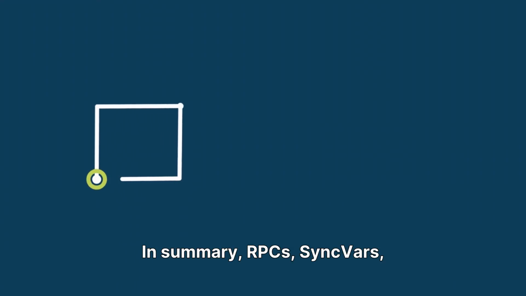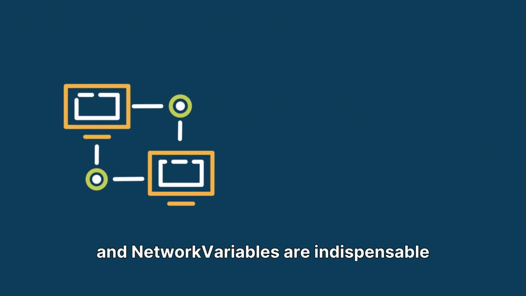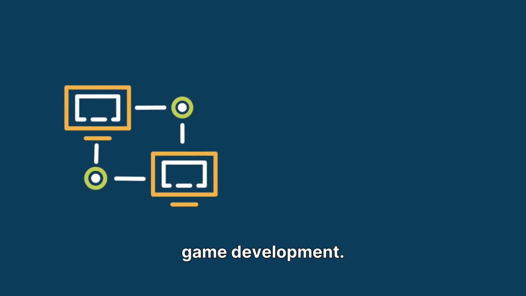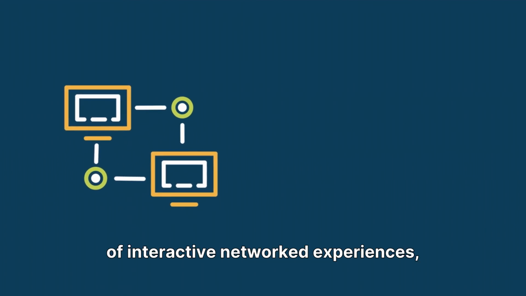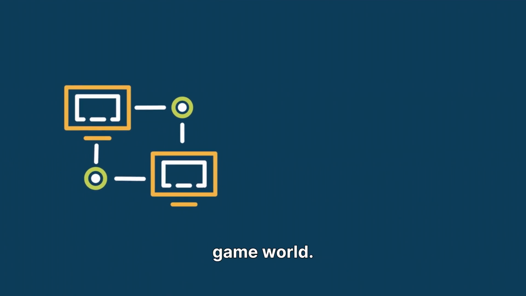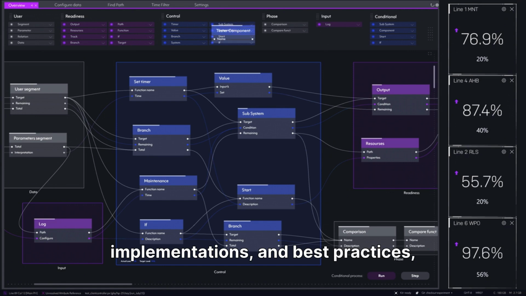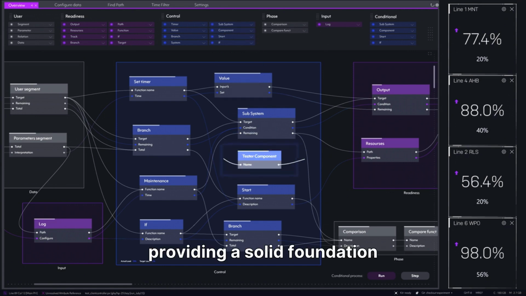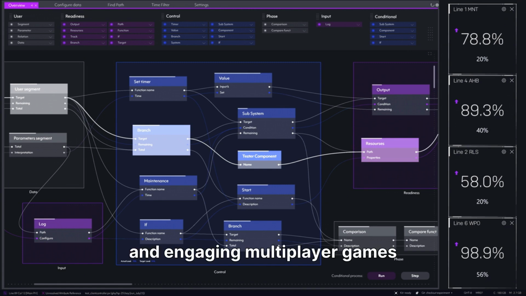In summary, RPCs, syncvars, and network variables are indispensable tools for Unity multiplayer game development. They form the backbone of interactive networked experiences, allowing players to share a dynamic and synchronized game world. We've covered their definitions, implementations, and best practices, providing a solid foundation for your projects. This knowledge will enable you to build robust and engaging multiplayer games with Unity's netcode for game objects.